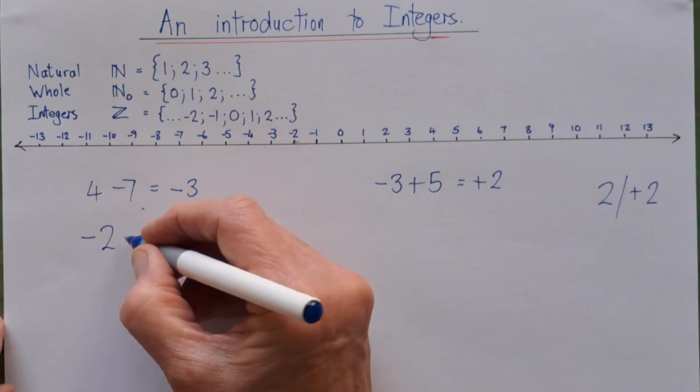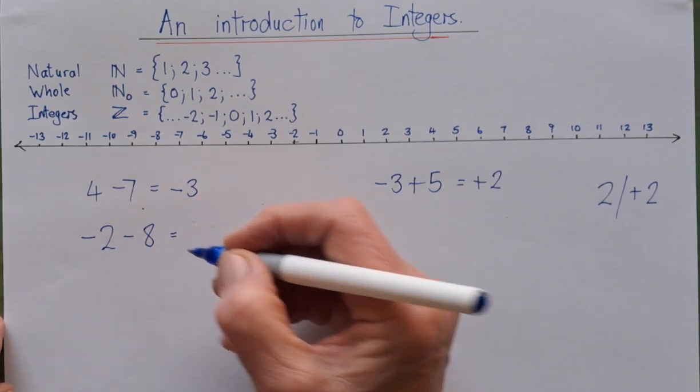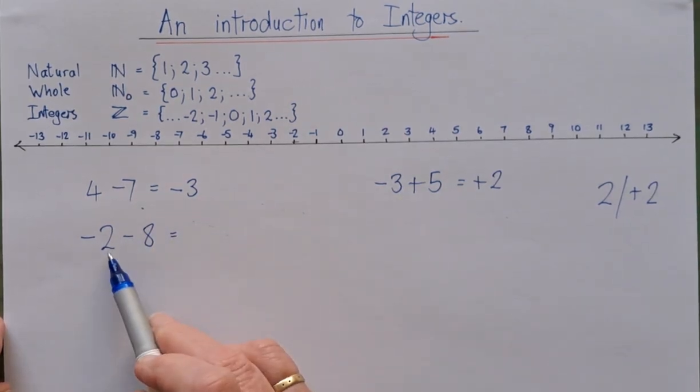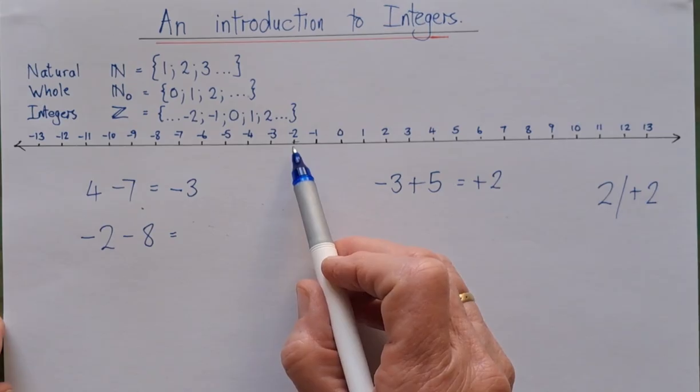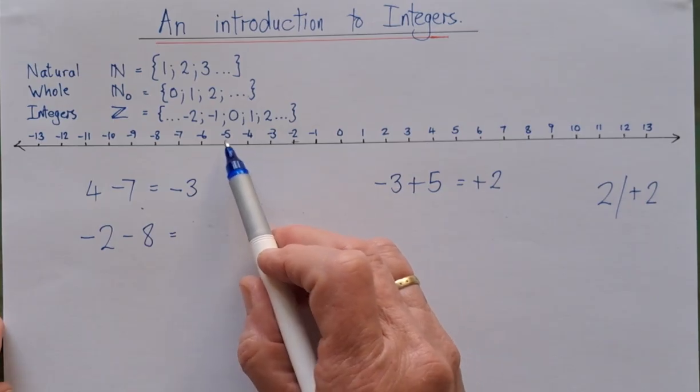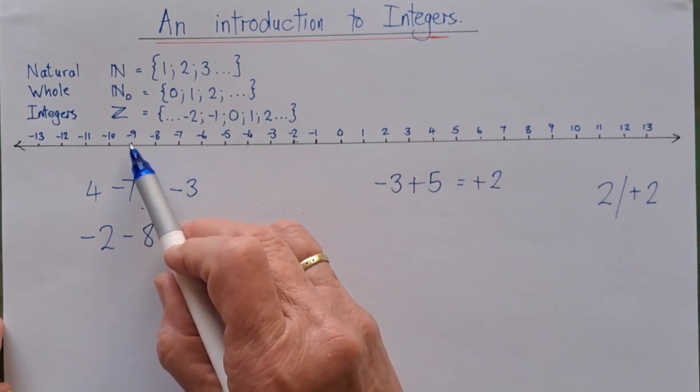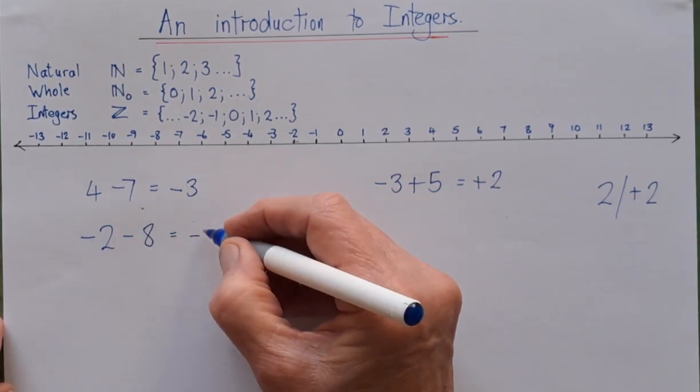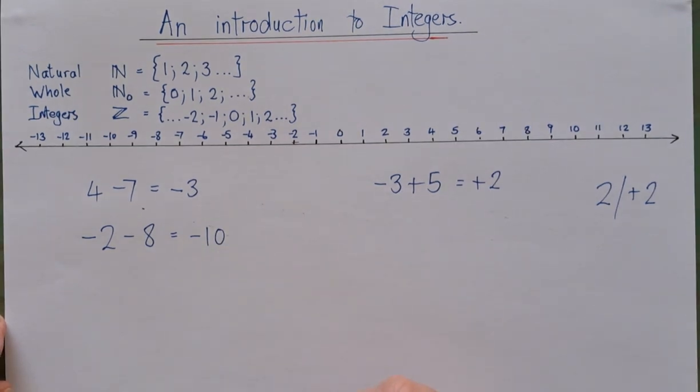I could have negative 2 minus 8. So I need to start at negative 2, and because I'm subtracting, I'm expecting a smaller value, so I need to jump to the left. 1, 2, 3, 4, 5, 6, 7, 8, and I've landed on negative 10.